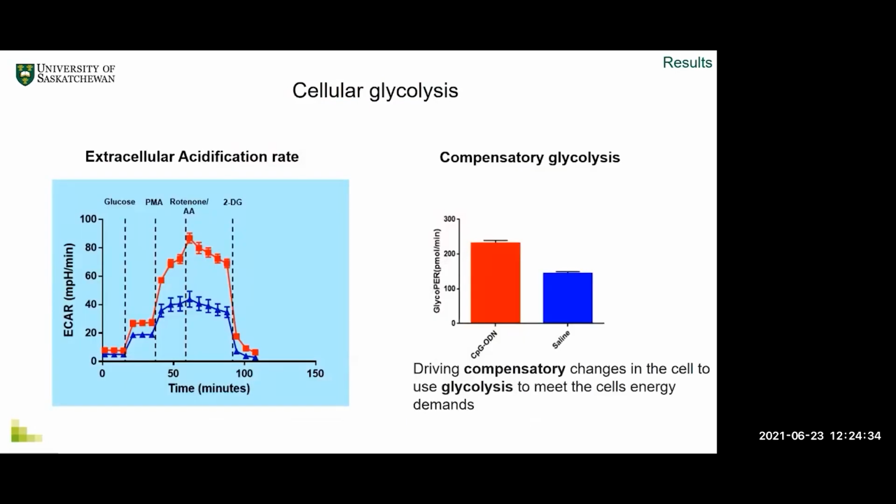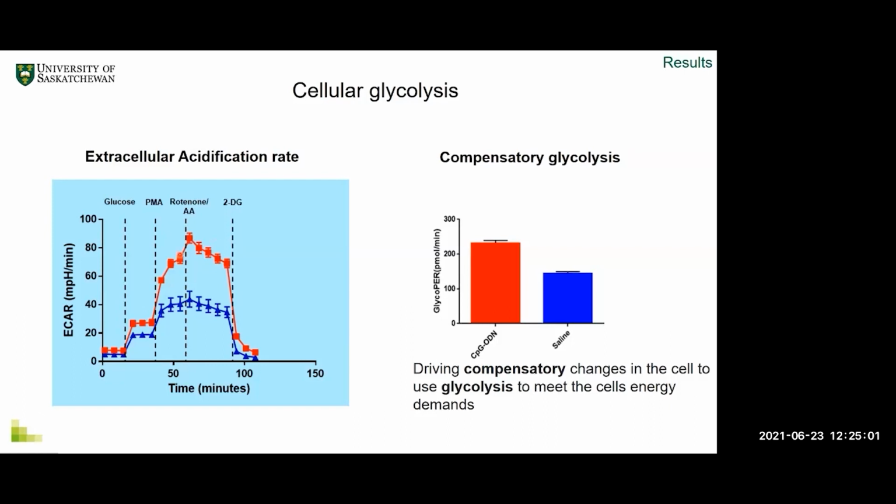Results of cellular glycolysis. In this graph, you can see how extracellular acidification rates change with time. Once we inject glucose and PMA, the glycolysis rate increases. After injecting rotenone, antimycin A, and 2-DG, it decreases. So by adding these stimulants and inhibitors, we can measure the rate of glycolysis in isolated cells.